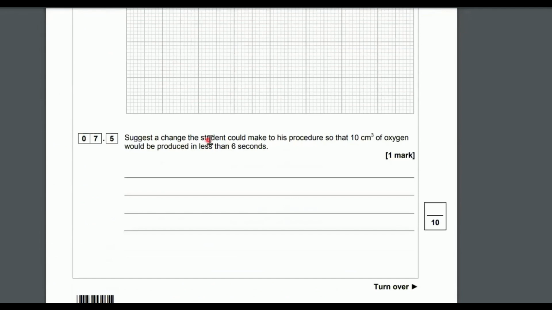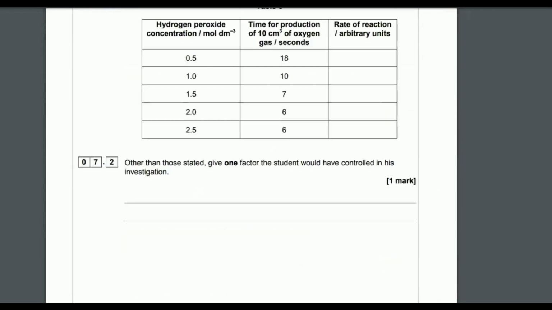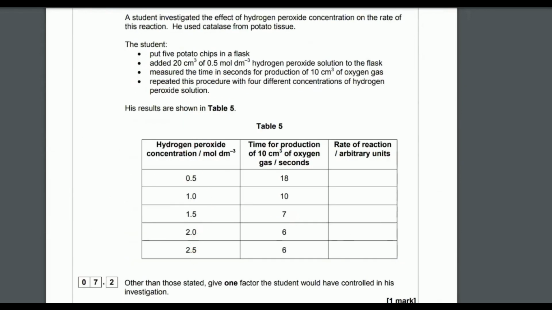And the last part to this question says, suggest a change the student could make to this procedure so that 10 centimeter cubed of oxygen would be produced in a shorter time. How can we speed up the rate of reaction? Well, look, if I went to 3, it would still be 6 seconds. So concentration's no longer the limiting factor. Yeah, we got to a point where increasing the concentration has no effect.